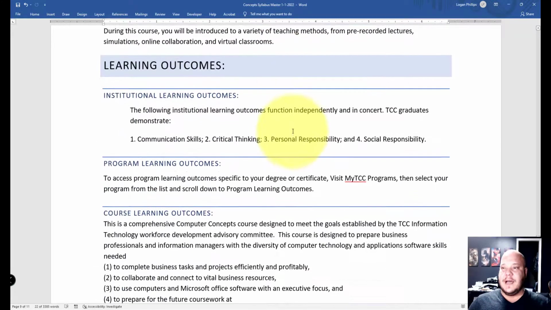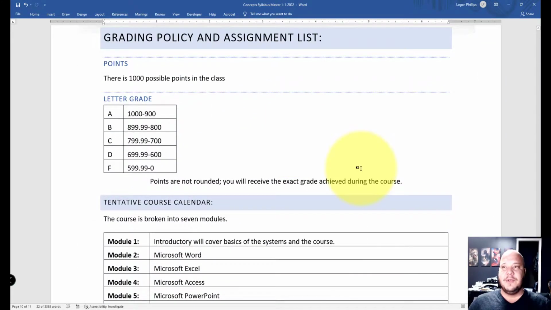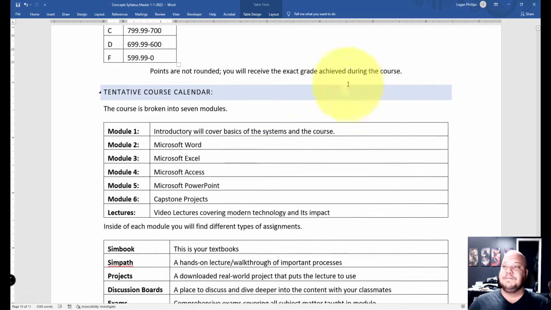Teaching methods, learning outcomes, this is all about the course. You can read through that. Grading policy, we are a 1,000-point class. We have a traditional grading scale. 900 and up is an A, 800 through 899.99 is a B, 700 to 799 is a C, and so on and so forth. You will receive the exact points you earned. Nothing will be graded or rounded.